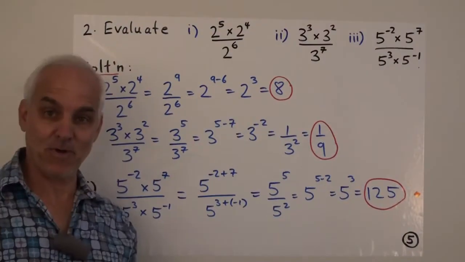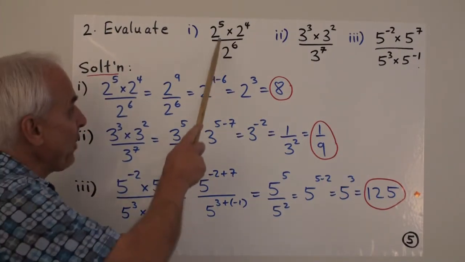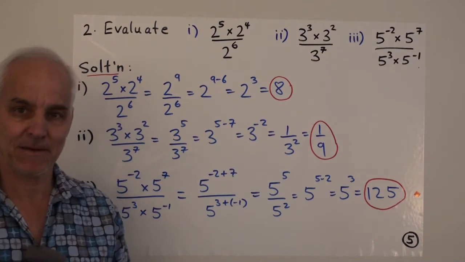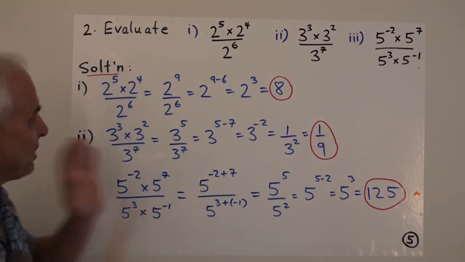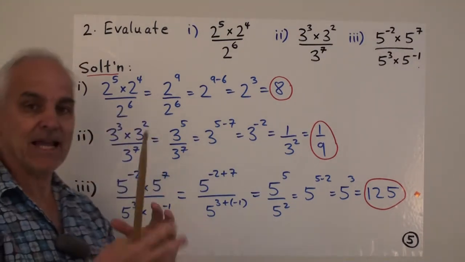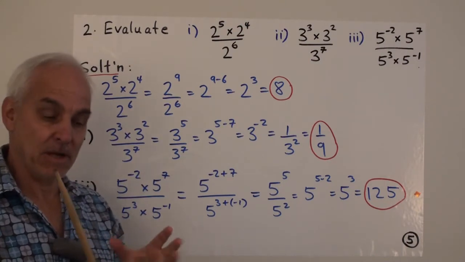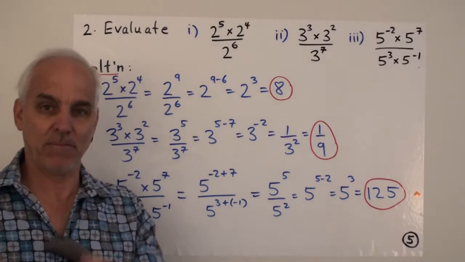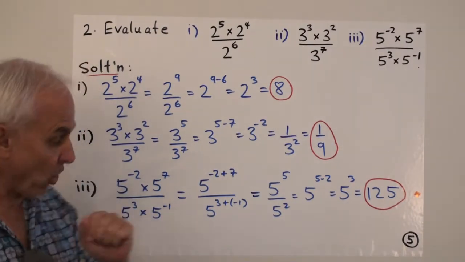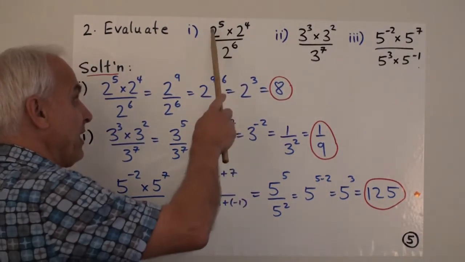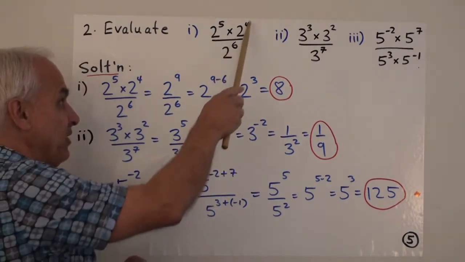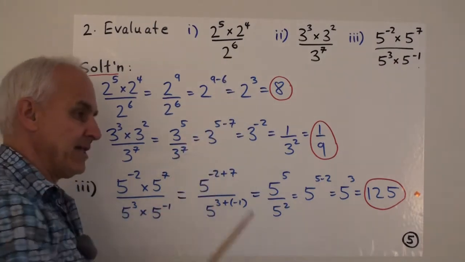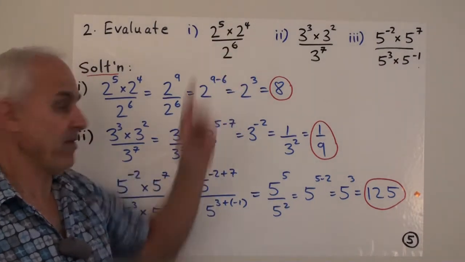All right, some more practice problems. Let's evaluate 2 to the 5th times 2 to the 4th divided by 2 to the 6th. So what we want to do in this kind of problem is use the index laws as much as possible to simplify things before we actually have to make any computation. What we don't want to do is get out our calculator and calculate 2 to the 5th, calculate 2 to the 4th, make that multiplication, and then calculate 2 to the 6th and then divide.